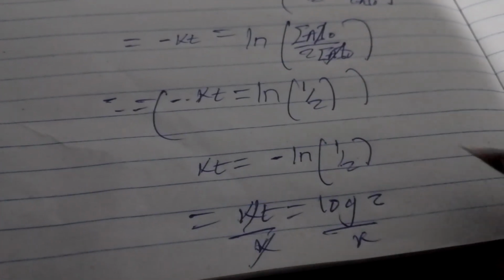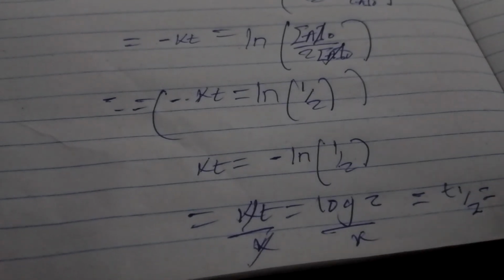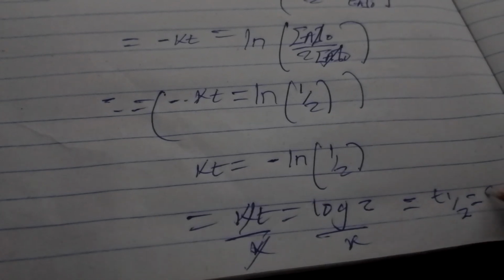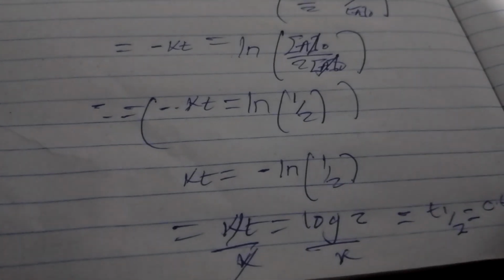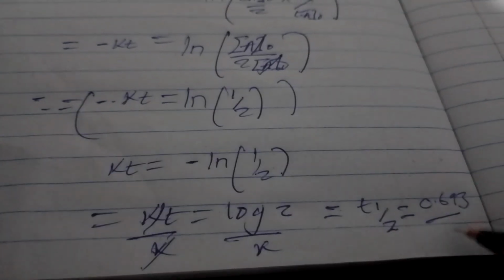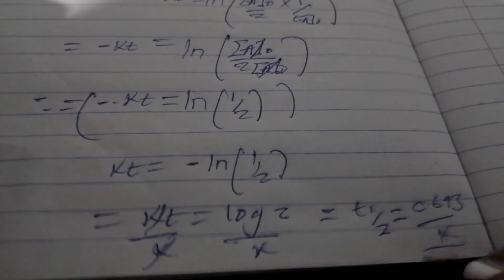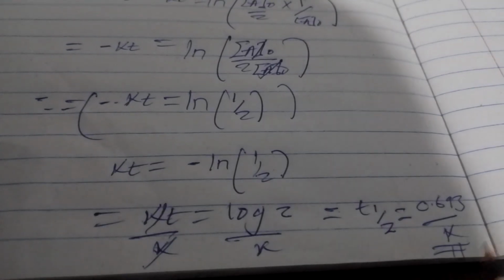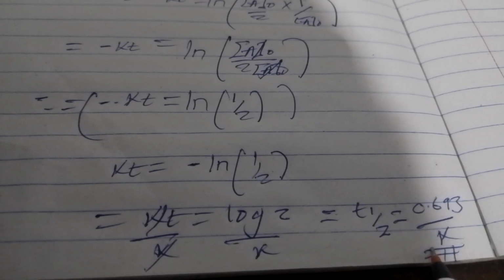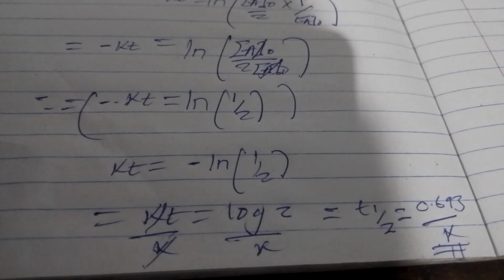and our answer still remains the same, which is t half is equal to 0.693 over k. So this is our formula for the half-life of the first order reaction.